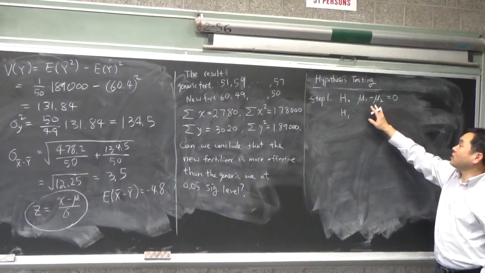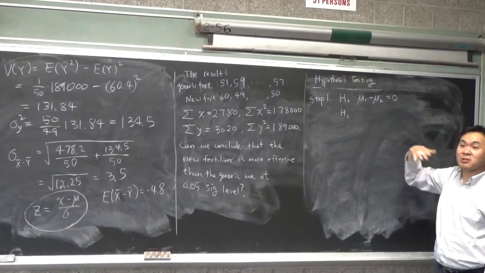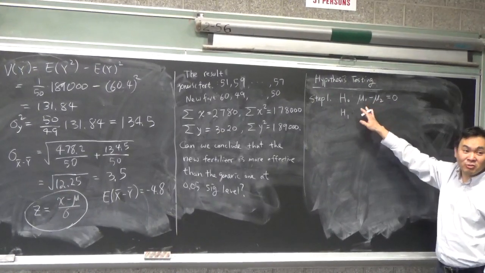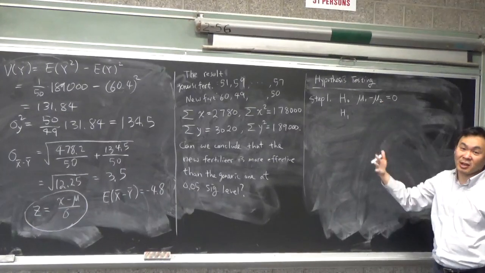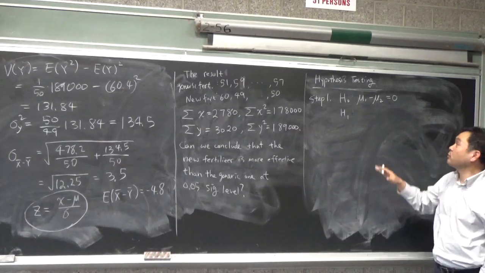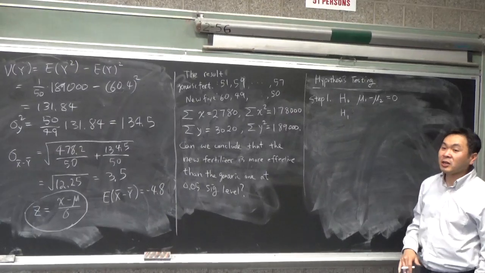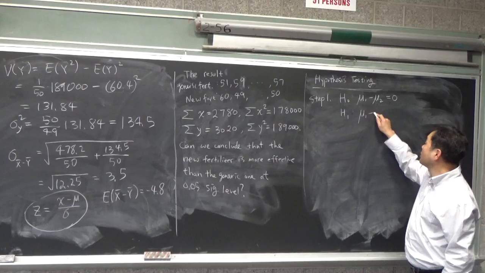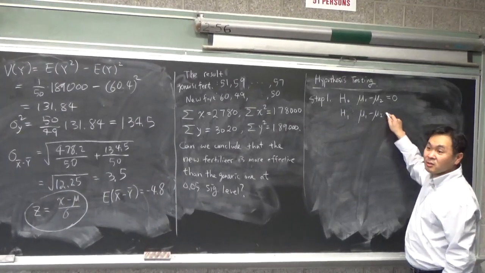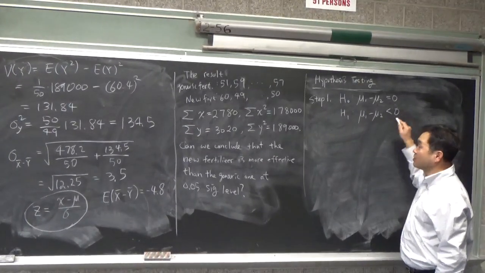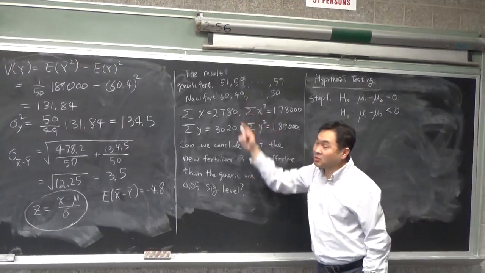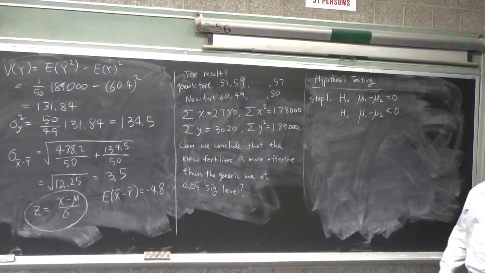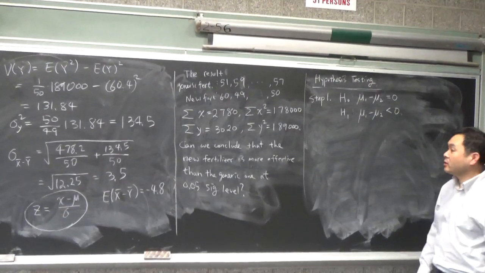Because only when you say something is equal to some value, you can start to calculate things. If you don't know the exact value, or you can't assume some exact value, you can't do any calculation. So it's always this way. And what are you trying to prove? You want to show that mu1 minus mu2 is less than 0, so that mu2 is bigger. We want to show that the new fertilizer gives you more tomatoes. That's what you want to show. Okay. Step 2.